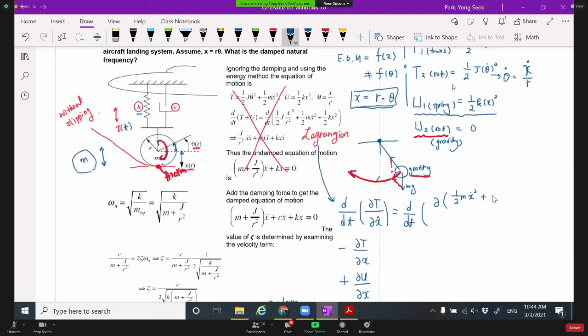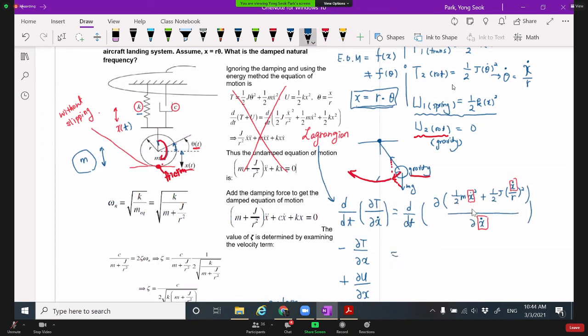Okay, am I right? So I will write down here 1/2 J (x dot over r) squared, with respect to what? The partial derivative with respect to x dot. Do you remember what we did in class? The last time, what we did is make the square to the variable. If the variable is the same, we can do the partial derivative. Do you remember that part?